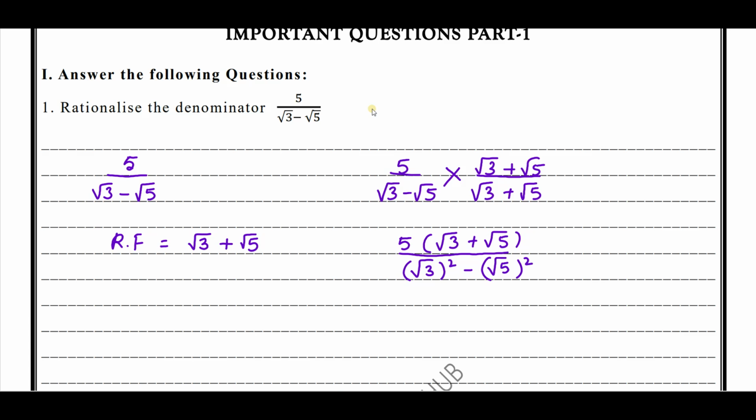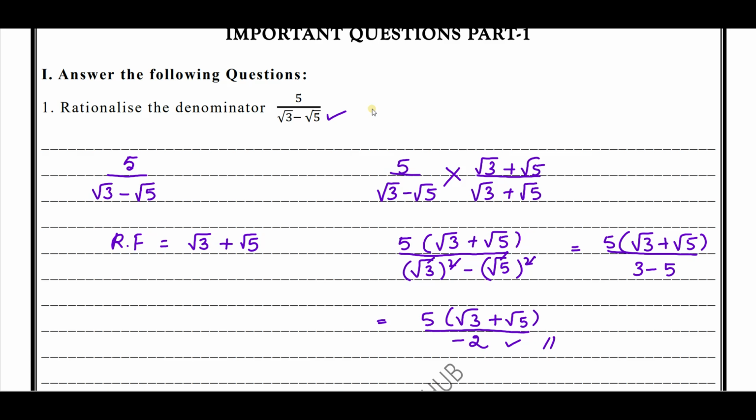Now square and square root will cancel out. What we get is 5 into root 3 plus root 5 divided by 3 minus 5, which is minus 2. This is the final answer. See here, the denominator which is in the irrational form we have converted into what? The rational form. This is called as rationalization of denominator.